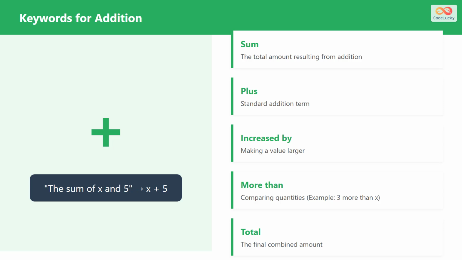Let's start with addition. When you see words like sum, plus, increased by, more than, or total, you know you need to use the plus sign. For example, if you see the phrase, the sum of x and 5, you simply write x plus 5.